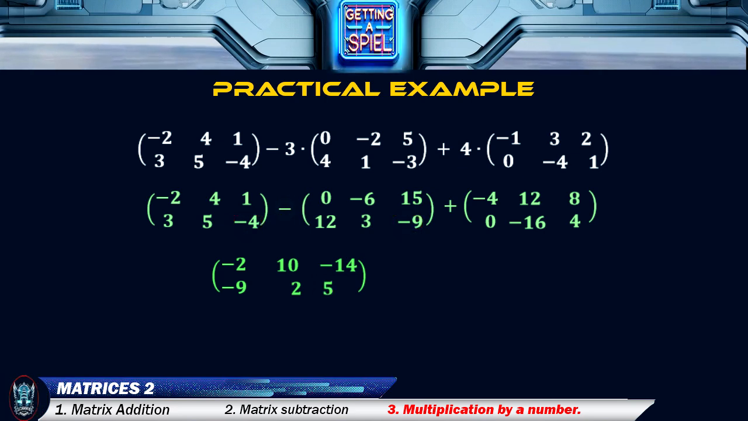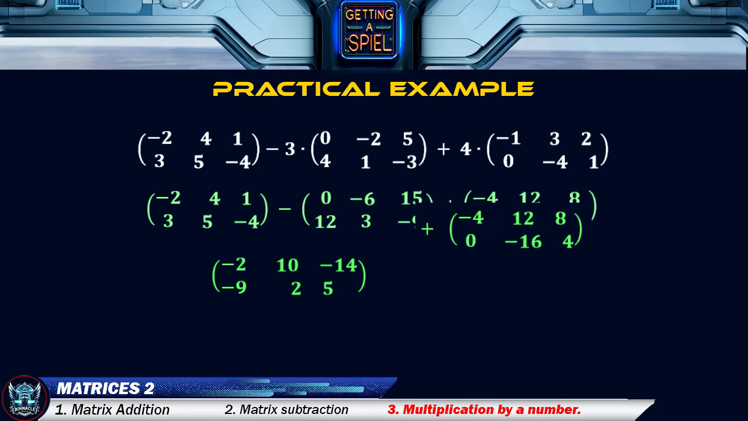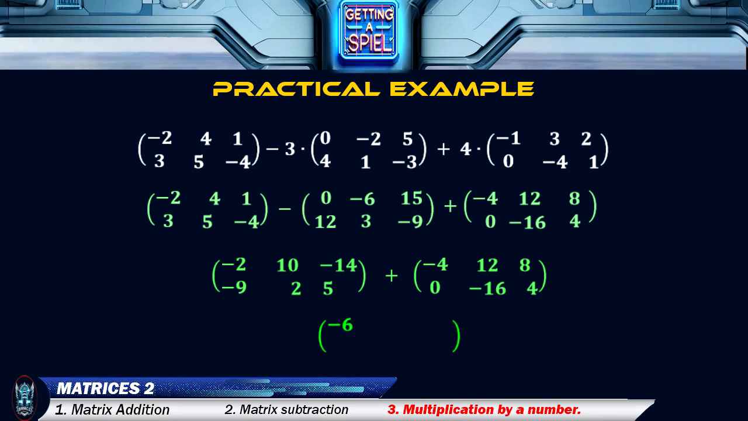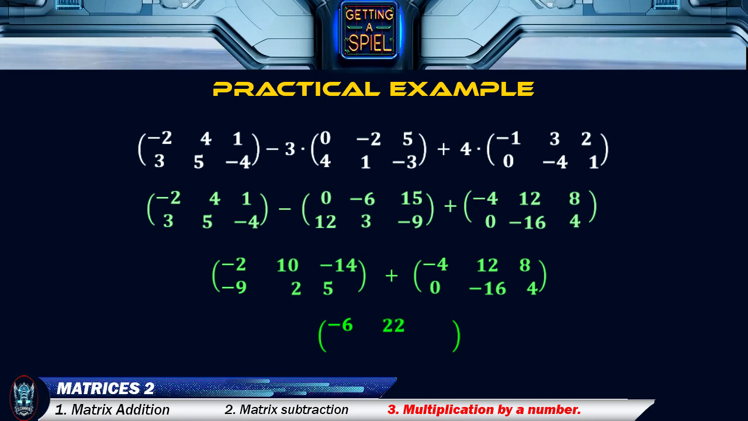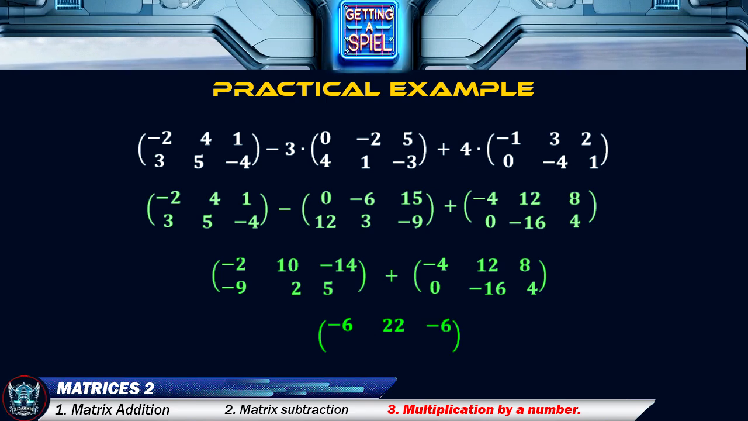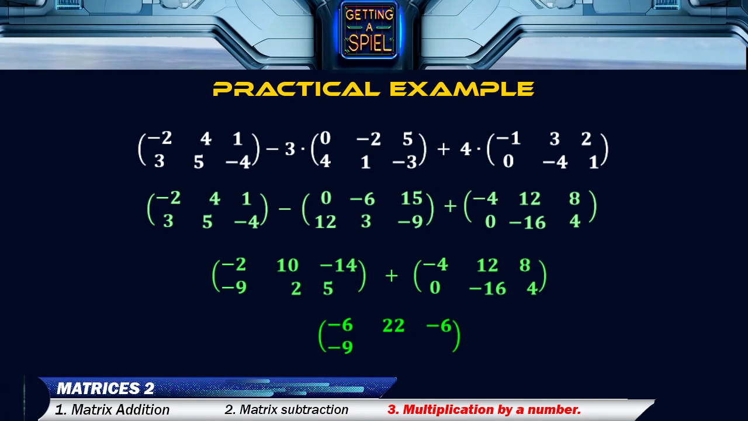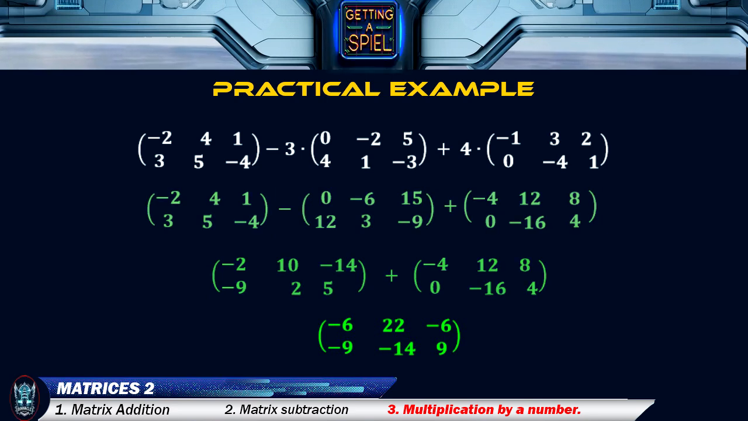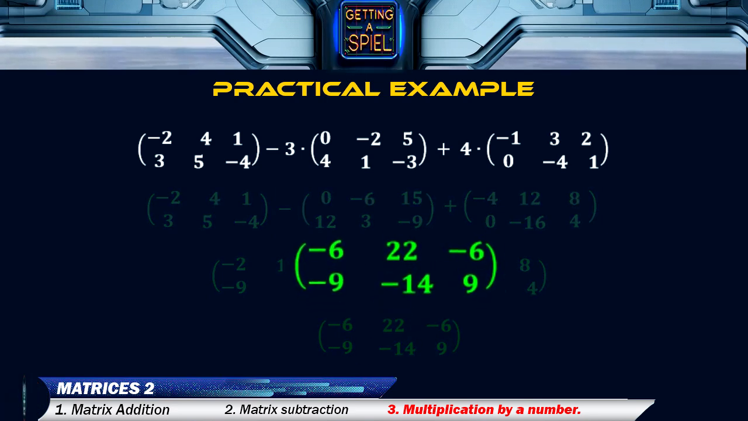And to finish the operation, let's add the two remaining matrices. -2 minus 4 is -6. 10 plus 12 is 22. -14 plus 8 is -6. -9 plus 0 is -9. 2 minus 16 is -14. And 5 plus 4 is 9. This matrix is the result of the whole operation. So laborious, but so easy.